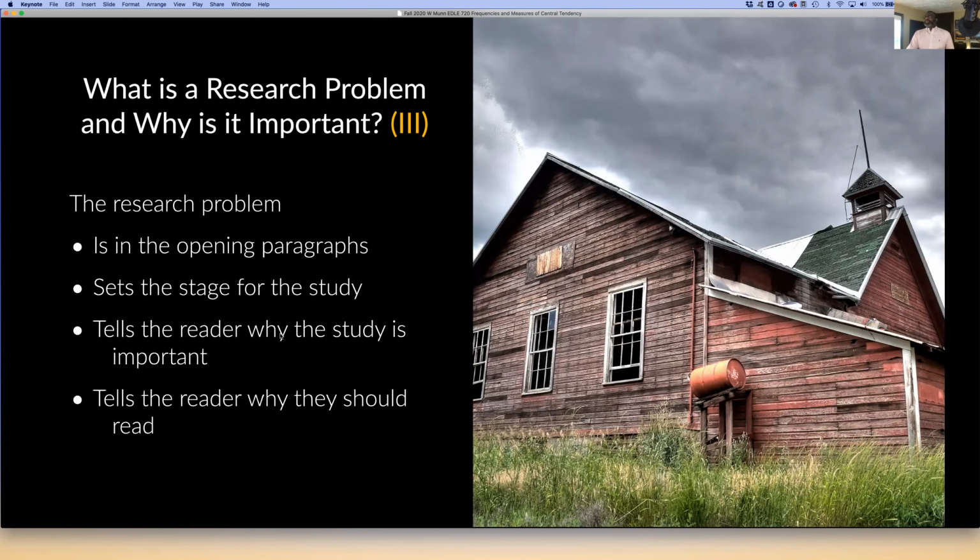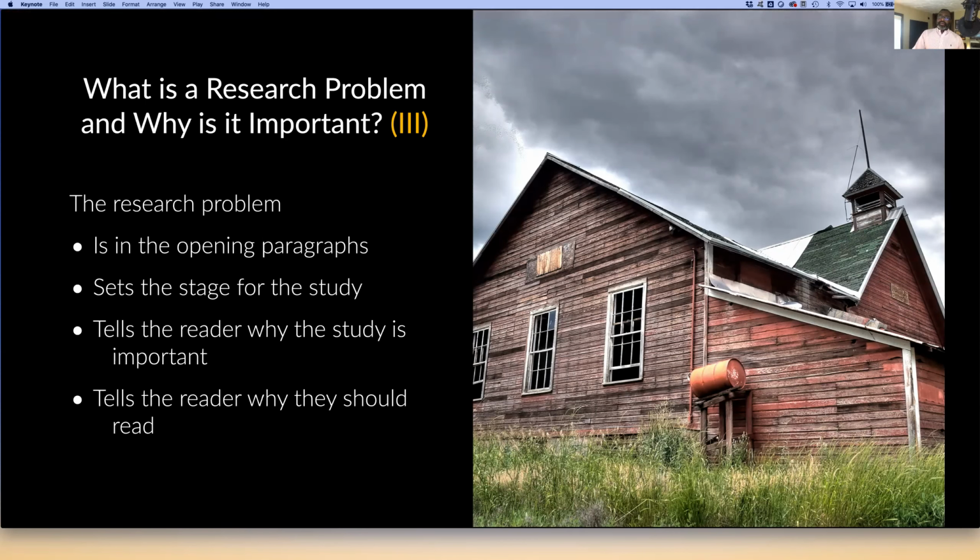The research problem is in the opening paragraph, sets the stage for the study, tells the reader why the study is important, and tells the reader why they should read. Your dissertation chair is going to highlight the need for a narrative hook, something that's going to hook the reader in the first couple of sentences in your abstract or in your chapter 1. And so your research problem is either going to be very explicitly stated or at least alluded to.